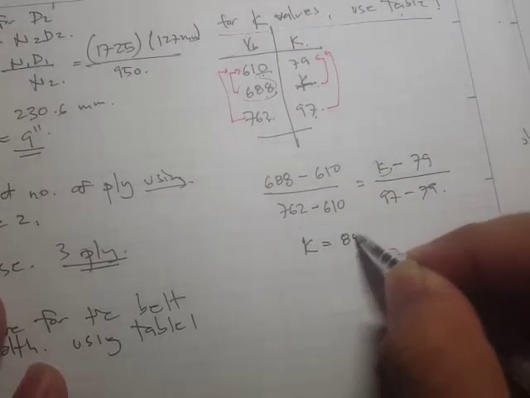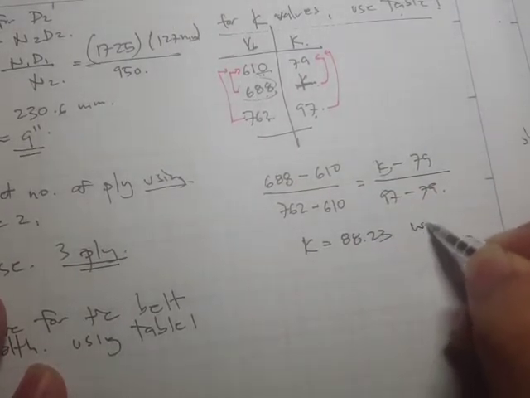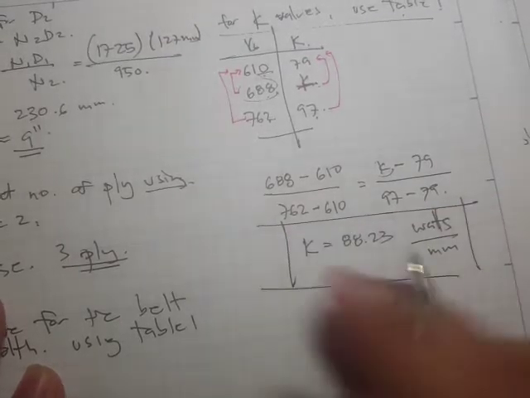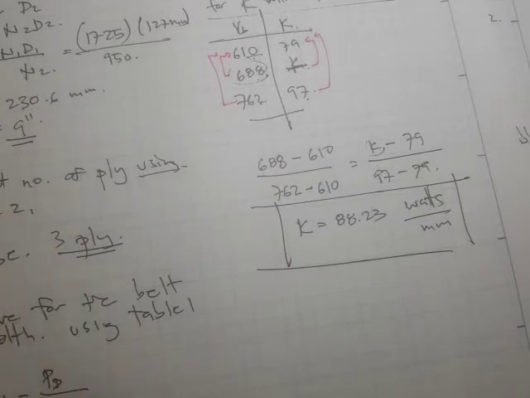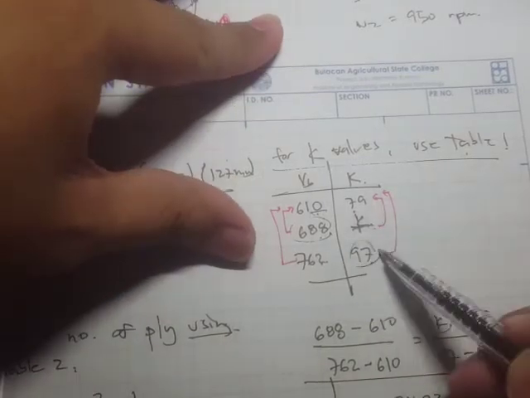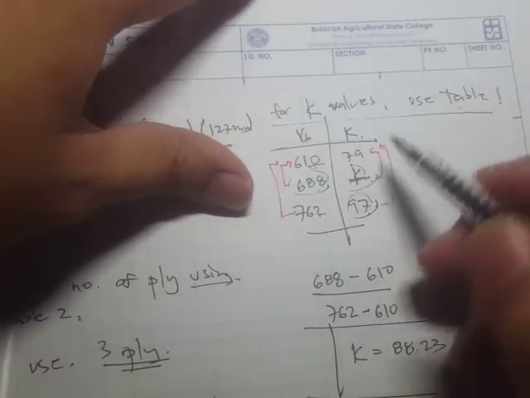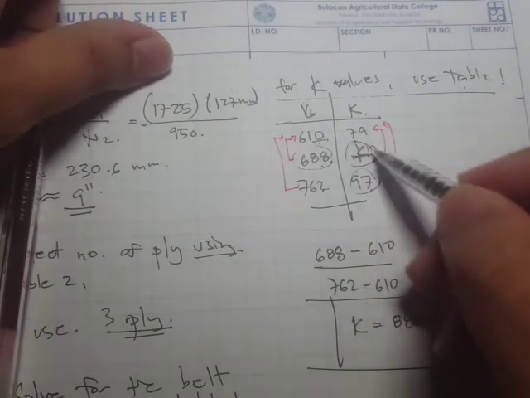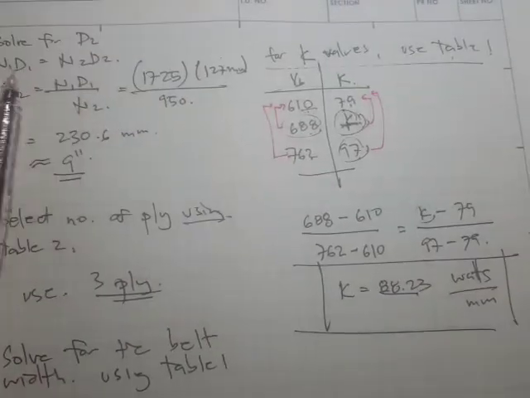This will be 88.23 watts per mm. So check the result if it's somewhere in between. So here's 79 and here's 97, so I think we are on the right track, because this is somewhere in between.